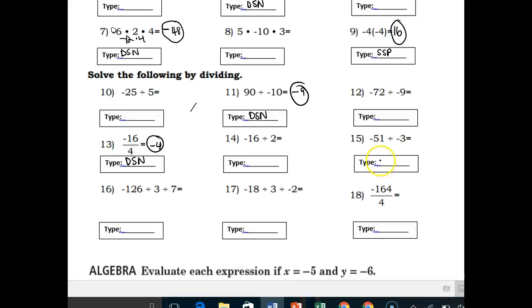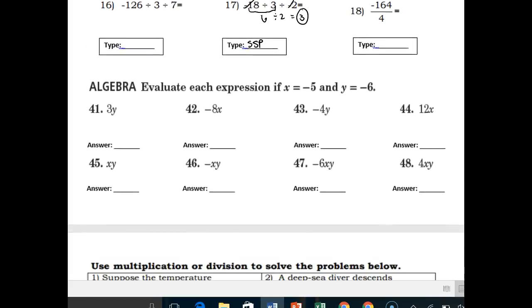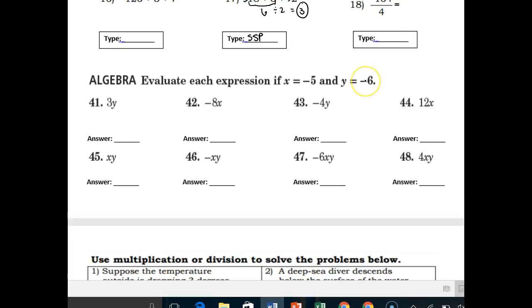Number 15, 2 negatives this time, so that's SSP. Same signs positive, and if you don't know your 3 into 51, you can do it off to the side. Goes in there one time with 21 left over, so 17, positive 17. And number 17, you have 2 negatives, so your answer can be positive, so same signs positive. So 18 divided by 3 gives you 6, and 6 divided by 2 gives you 3. Notice how I care less about the negatives because I had 2 of them, so I knew my answer would be positive.